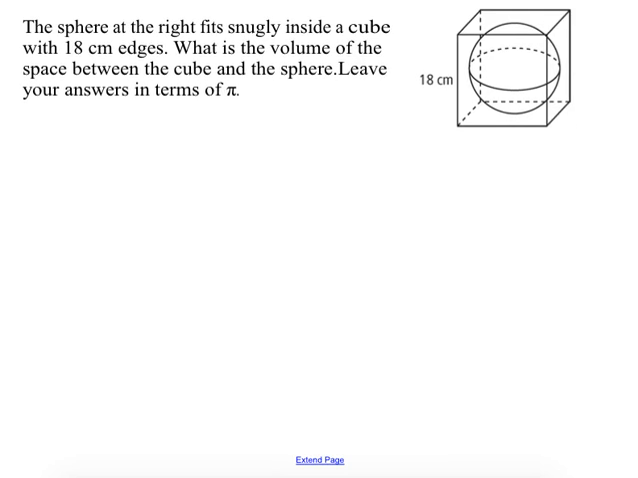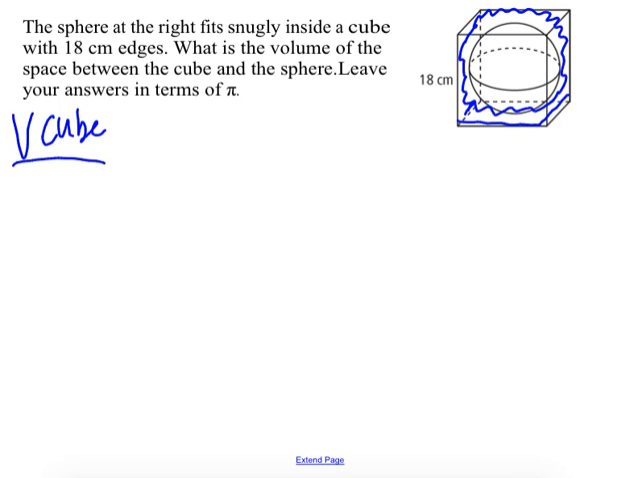All right, so we have here the sphere at the right fits snugly inside a cube with 18 centimeter edges. So all of our edges are 18. What is the volume of the space between the cube and the sphere? I think your answer is in terms of pi. Well, we're looking for this space in between these, so I think it would do us justice if we just found the volume of both and subtracted them. So let's start with the volume of the cube.